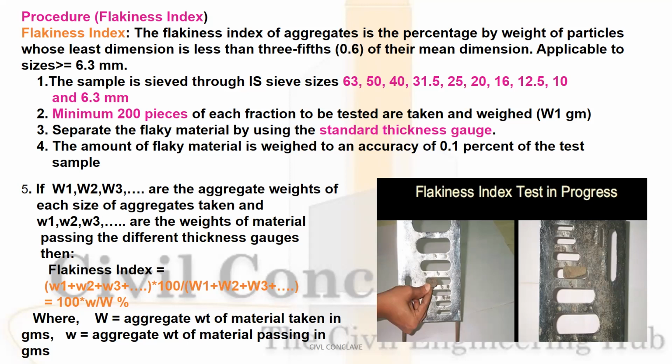(small w1 plus w2 plus w3, however many fractions you are taking) into 100, divided by capital W1 plus W2 plus W3, and so on. That means small w divided by big W, in percentage, where big W is the aggregate weight of the sample and small w is the weight of the material passing, in grams.